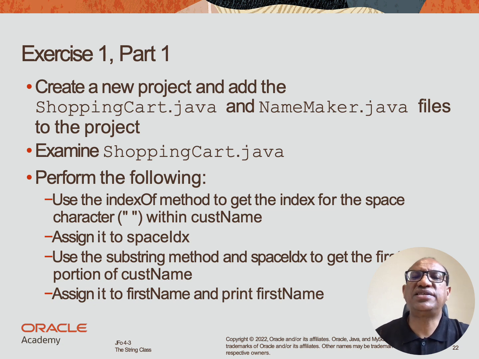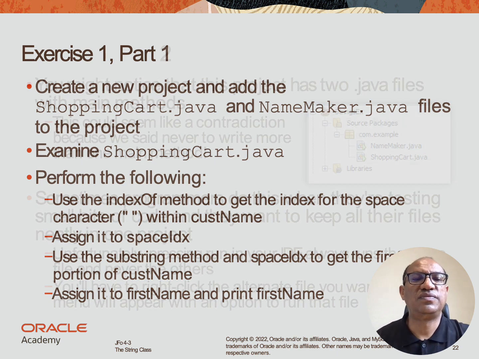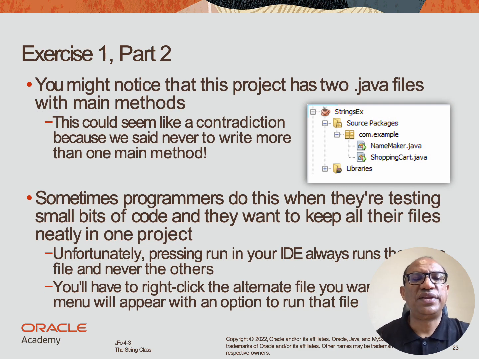Now it's your turn. In exercise 1, you will extract the first name from a full name by using indexOf to find the space, then calling substring to grab the name before the space. Quick note, this exercise project has two files with main methods. That's okay for testing, but remember, when you run the project, only one file runs. So check your IDE for how to run that single file with the main method.